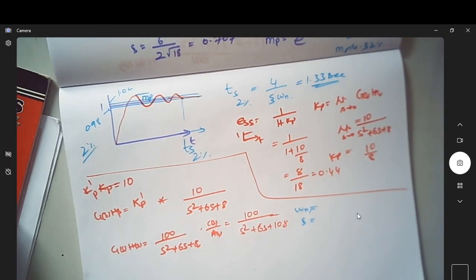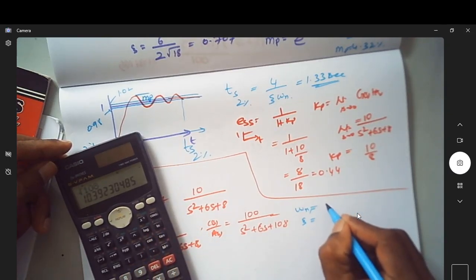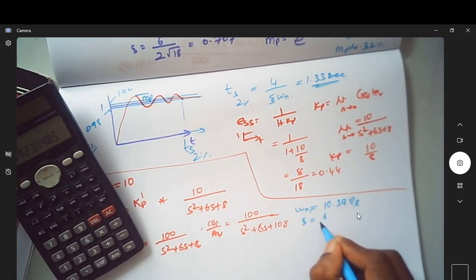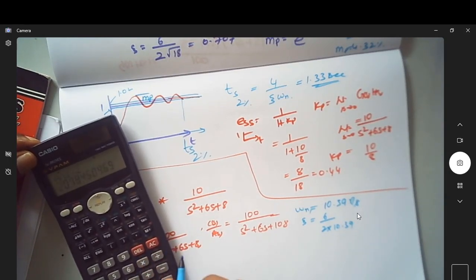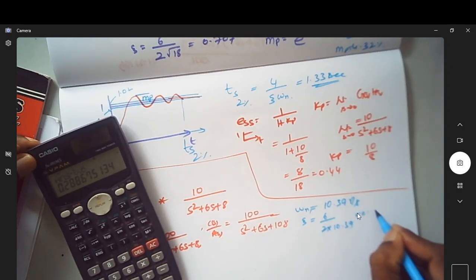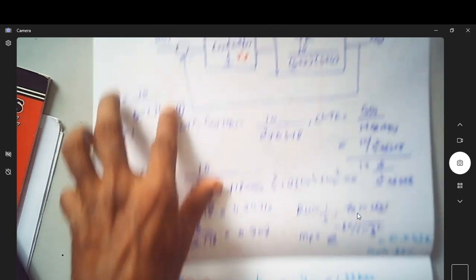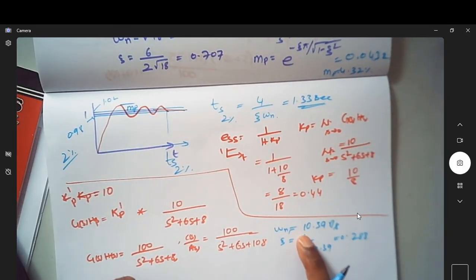Omega n is under root of 108, which is 10.39 radian per second. Zeta is actually 6 by 2 into 10.39, which is 0.288. Now you can see, the moment you added this controller with the value of K equal to 10, the damping ratio has changed, and naturally the natural frequency has also changed.